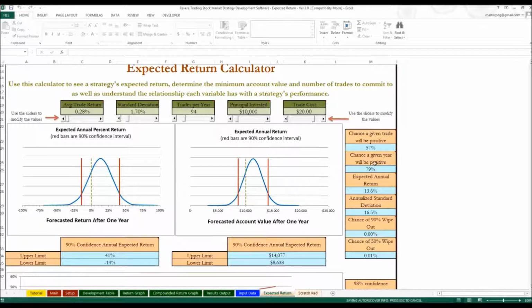You can also see the chance that a given year will be positive. In this case, there's a 79% chance that we're going to have a positive year. That means there's still a 1 in 5 chance that this is going to be a loss on the year. Despite the fact that this is a pretty good strategy that we have programmed in here, there's still a 1 in 5 chance that it's going to be a loss at the end of the year. So that's something important to keep in mind, that even the best plans or the best strategies can underperform in a given year.